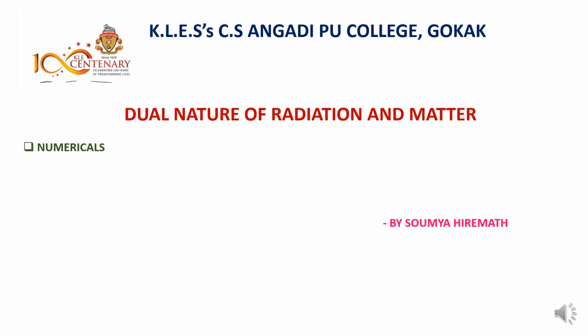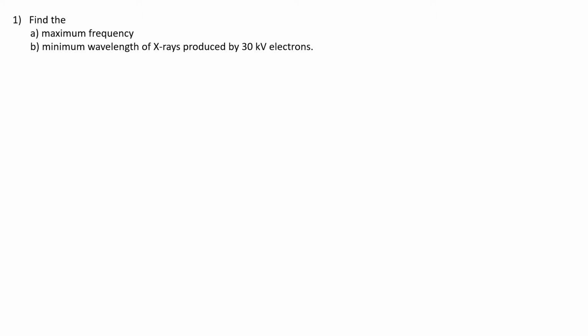Hello everyone. In this video, we will solve the numericals on the chapter Dual Nature of Radiation and Matter. So the first question is: find the maximum frequency and minimum wavelength of X-rays produced by 30 kilovolt electrons.